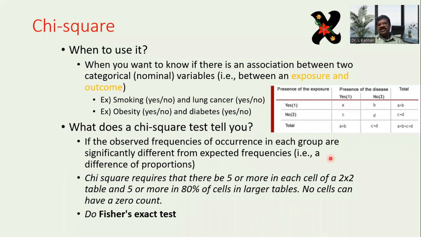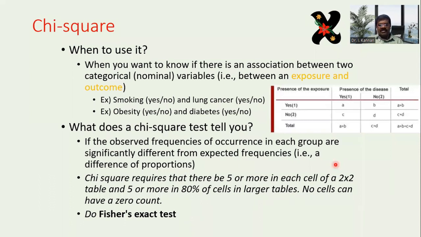Okay, so initially when you write a research proposal, you may not know what values you will get. So you can normally put a chi-square and proceed with the research. But after the data comes and you prepare a contingency table, if you find there are values less than 5, then instead of chi-square, you have to go for the Fisher exact test.